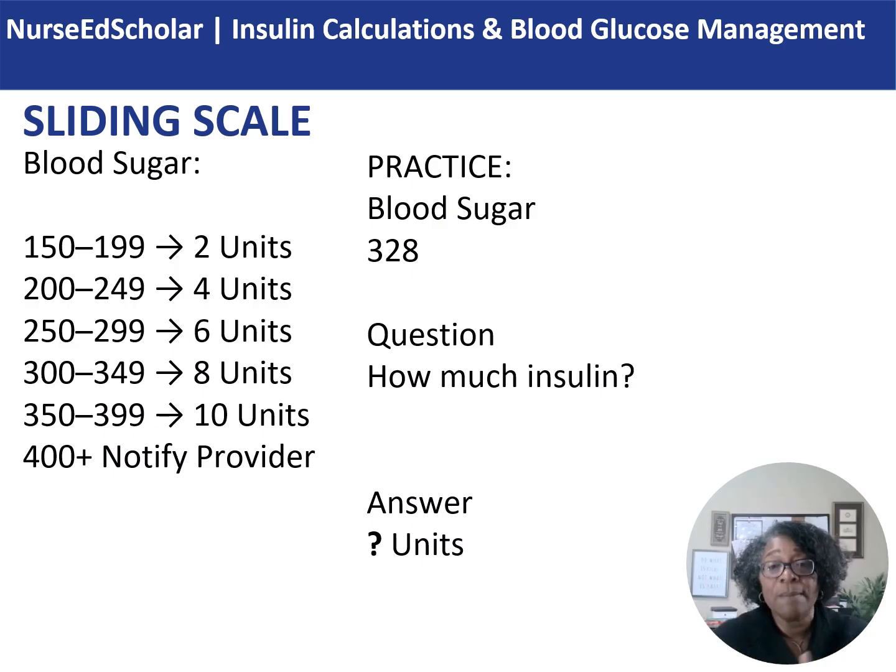So for this patient, he has a blood sugar of 328. How much insulin would you give? You want to look for the blood glucose range that will fit your patient. For Mr. Rodriguez, he would be in the range of 300 to 349. And so what you would do is say, okay, I'm going to give him 8 units of insulin for his 328 blood sugar.